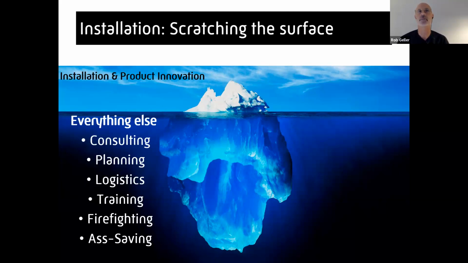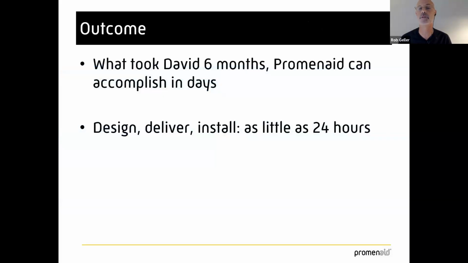We'll get a call: I can't get my certificate of occupancy. And for some reason, the building inspector always comes Tuesday. I need it by Tuesday. And we can often get it there in 24 hours. Those types of issues are almost commonplace for us to service now. So ultimately, what took David 6 months, we can do in days, and we can do it in as little as 24 hours.